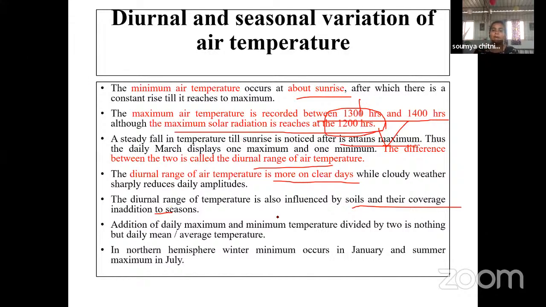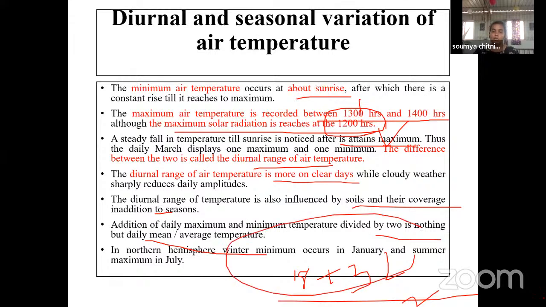So the addition of daily maximum and minimum temperature divided by 2 is the daily mean or the average temperature. So you may find in weather forecasts the mean temperature of today, tomorrow, like that. Say for example, minimum temperature is 18 degrees Celsius and maximum is around 32. When we add these two and divide by 2, we get an average, right? This average temperature we usually give in weather forecasting.